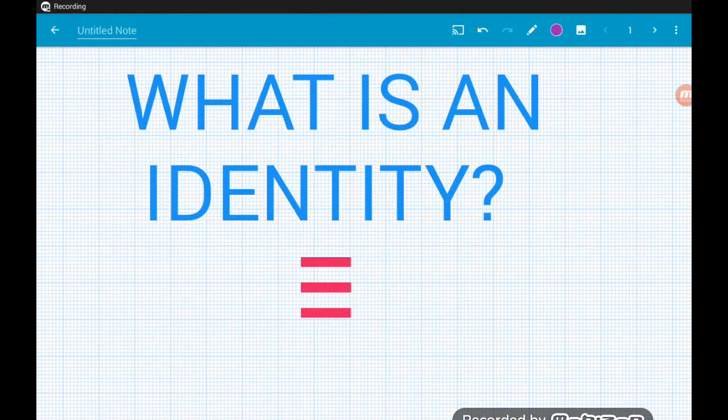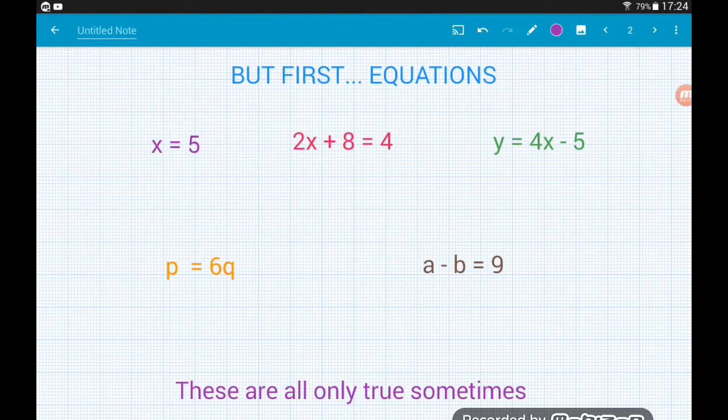Nice quick little one here. Going to run you through an explanation of what a mathematical identity is. So whenever you see this little three bar equals sign, you are dealing with an identity. But before we get there, let's take another look at equations.